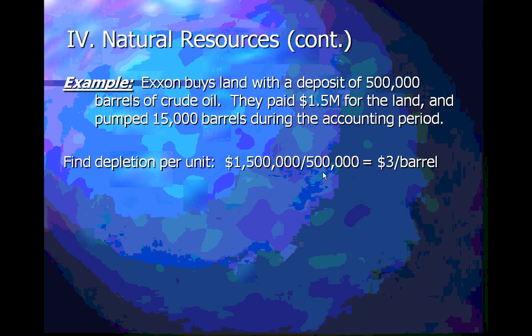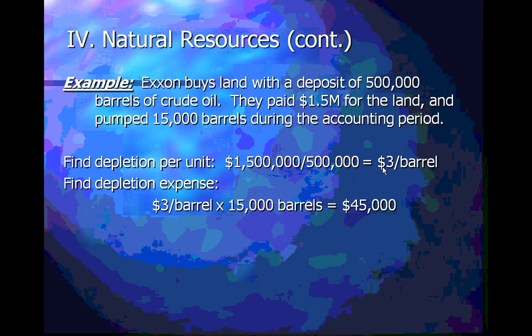Again, here is where accounting seems black and white when you just look at the numbers and the debits and the credits, but it's very, very gray. This estimate is a crude estimate, no pun intended, with crude oil. But anyway, you come out with $3 a barrel if you do the math here, and the depletion expense then is this dollars per barrel, or dollars per unit, whatever it is, times the number of units that they pumped during that accounting period. So 15,000 barrels times $3 a barrel gives you 45,000.